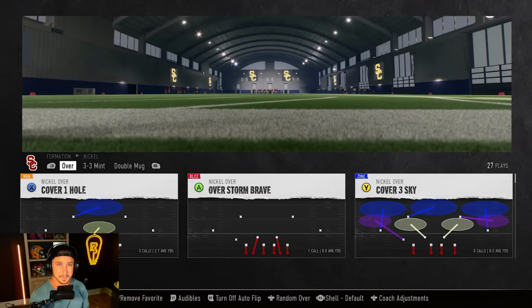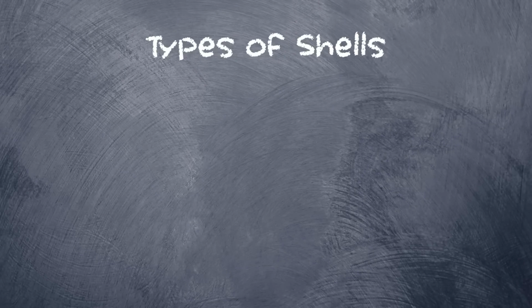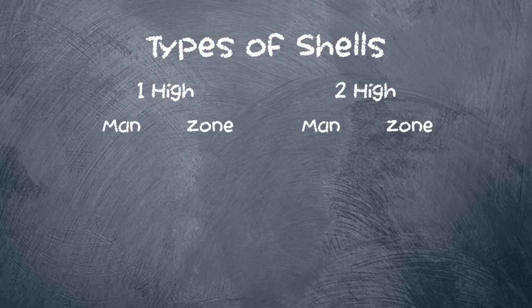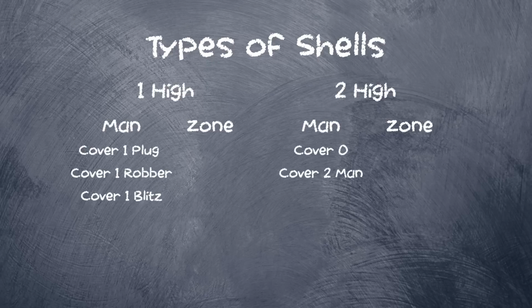All right, we're going to keep this as simple as possible. Think of it this way: there's two shell types, one-high shells and two-high shells. Within each of those, there are different types of coverages, but there's only two coverage types: man coverages and zone coverages. On the man coverage side of things, you have a few different types: Cover 1 Plug, Cover 1 Robber, Cover 1 Blitz, then you have Cover 0 Blitz, and then Cover 2 Man. Those are the main types. On the zone side, you have Cover 2, Cover 3, Cover 4, and Cover 6. All of those are the main types that everything in these playbooks is based on.